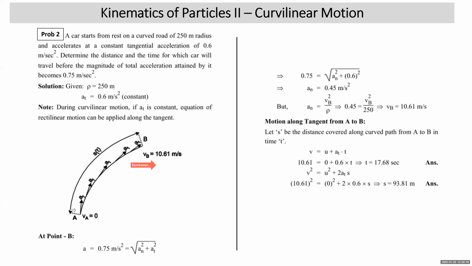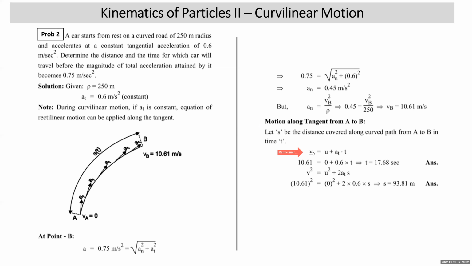Then, since AT is constant, I can take motion along the tangent from A to B. I have to write this prominent heading that we are considering the tangential motion; equations of rectilinear motion are going to be applied along the tangent from A to B. I have considered S as the distance which is measured along the curved path, and T is the time it takes to reach that. So we write the equations of rectilinear motion. A slight change will come when you are writing the equations of rectilinear motion along the tangent from A to B in the problems of curvilinear motion.